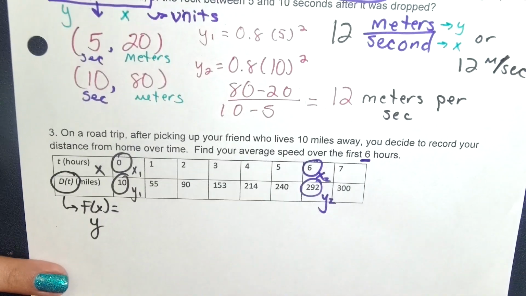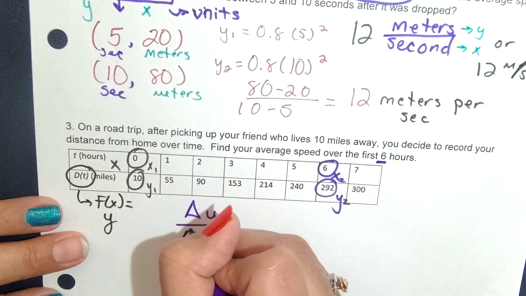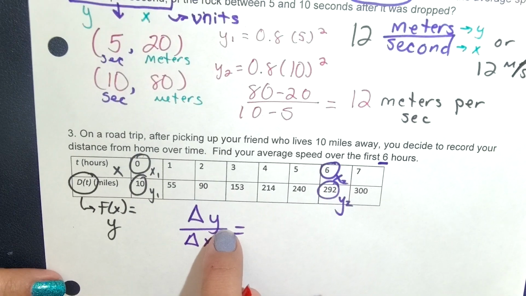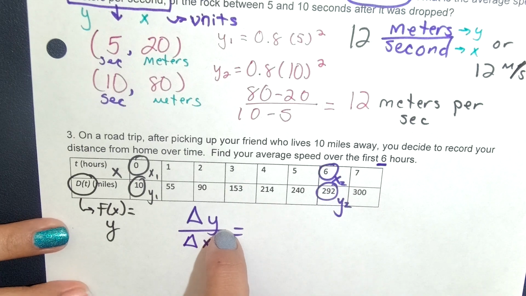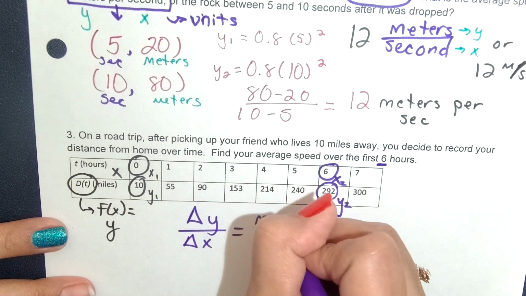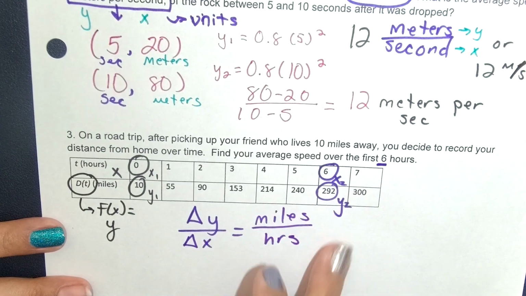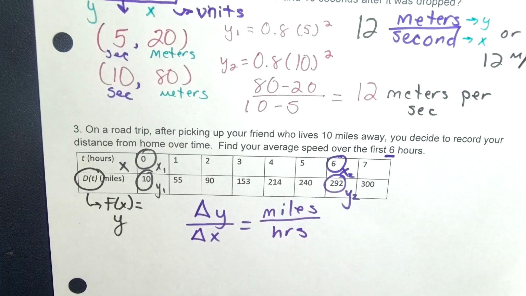So we have the change. I think I'm going to start using this. The change of y over the change of x. What are the units for y? Miles. What are the units for x? Hours. Good. So when we write our final answer, we should have something that says miles per hour.